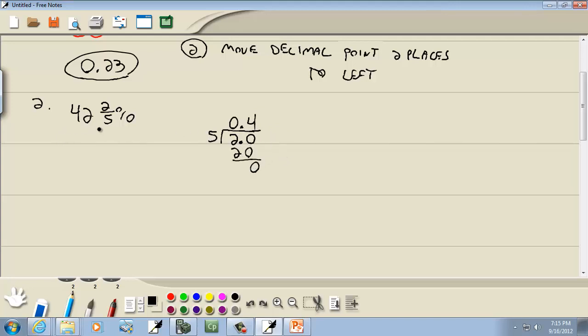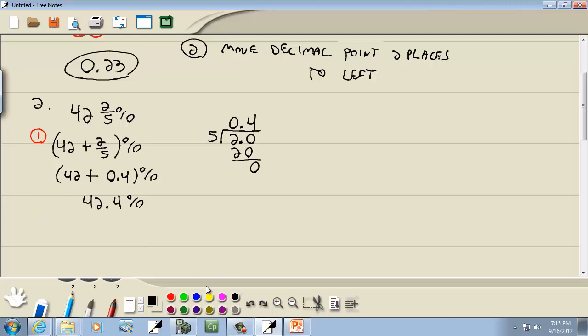So this right here, this is a mixed number. That's the same as writing 42 plus 2/5%. And we just said that 2/5 is 0.4. So this would give us 42.4%. So that's step 1. Get rid of the fraction.